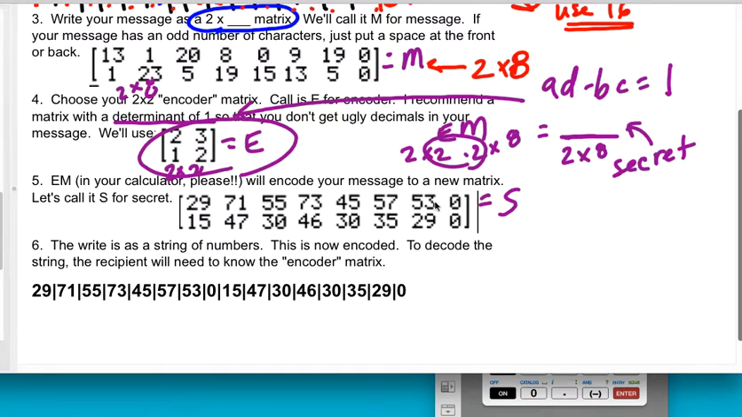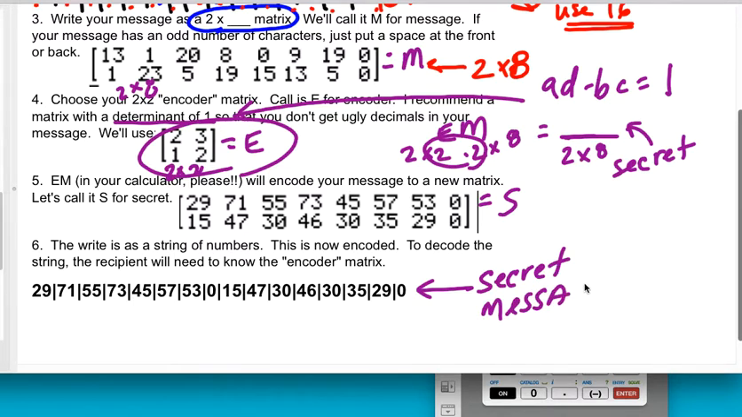Once I have this encoded, I'm then going to take it out of matrix form the same way that I put it into matrix form and make it a list for my friend. So this is the secret that I hand on a slip of paper. So this is my secret message.